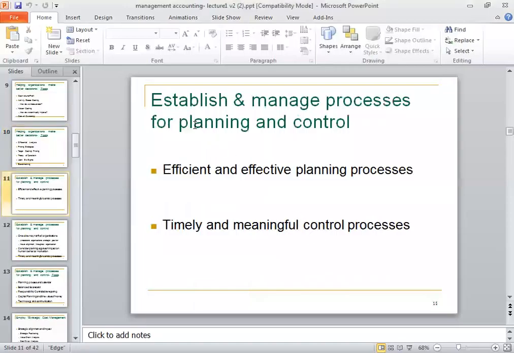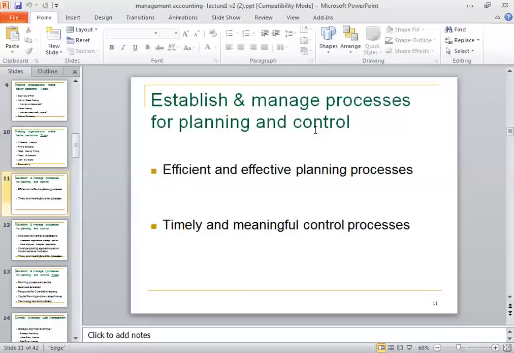So we're going to introduce this idea of establishing and managing a process for planning and control. When we think about planning, we think about an organization having a mission, having strategic plans, and then having an annual detailed roadmap to achieve that. And that's what we refer to as a budget. Once I have a budget in place, I have to then monitor that, and that's the control part.